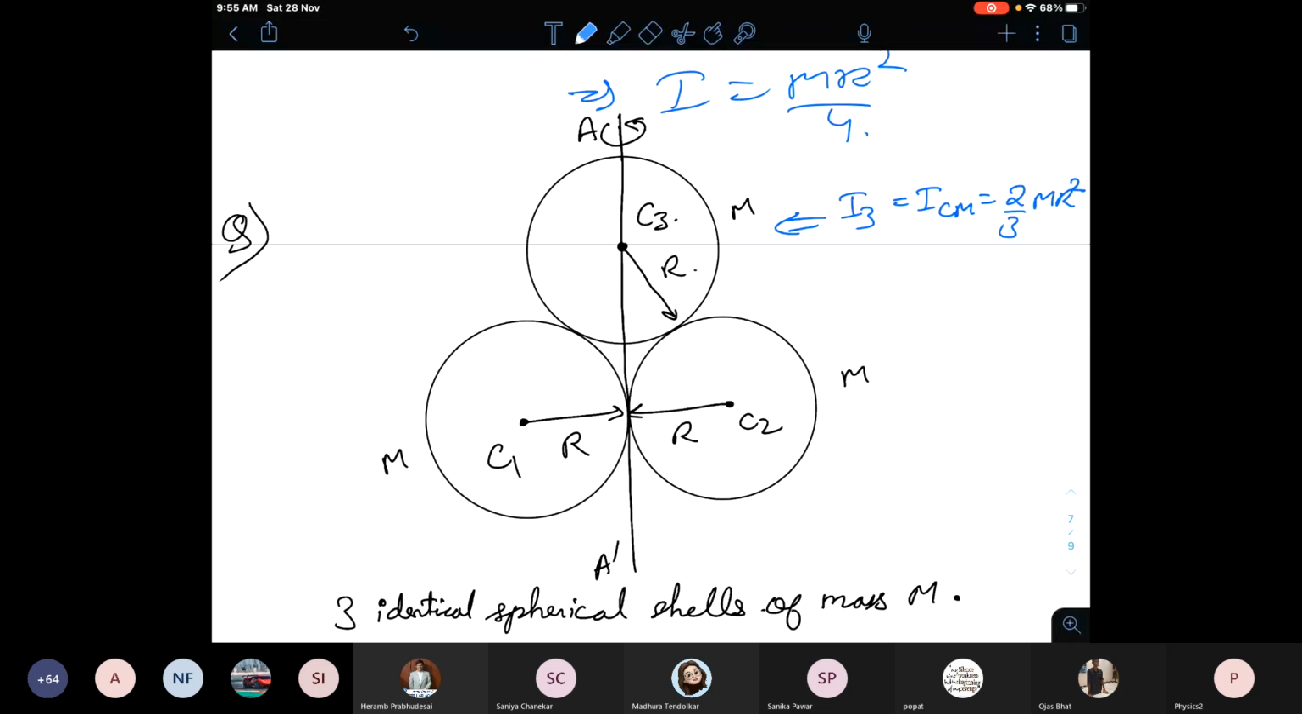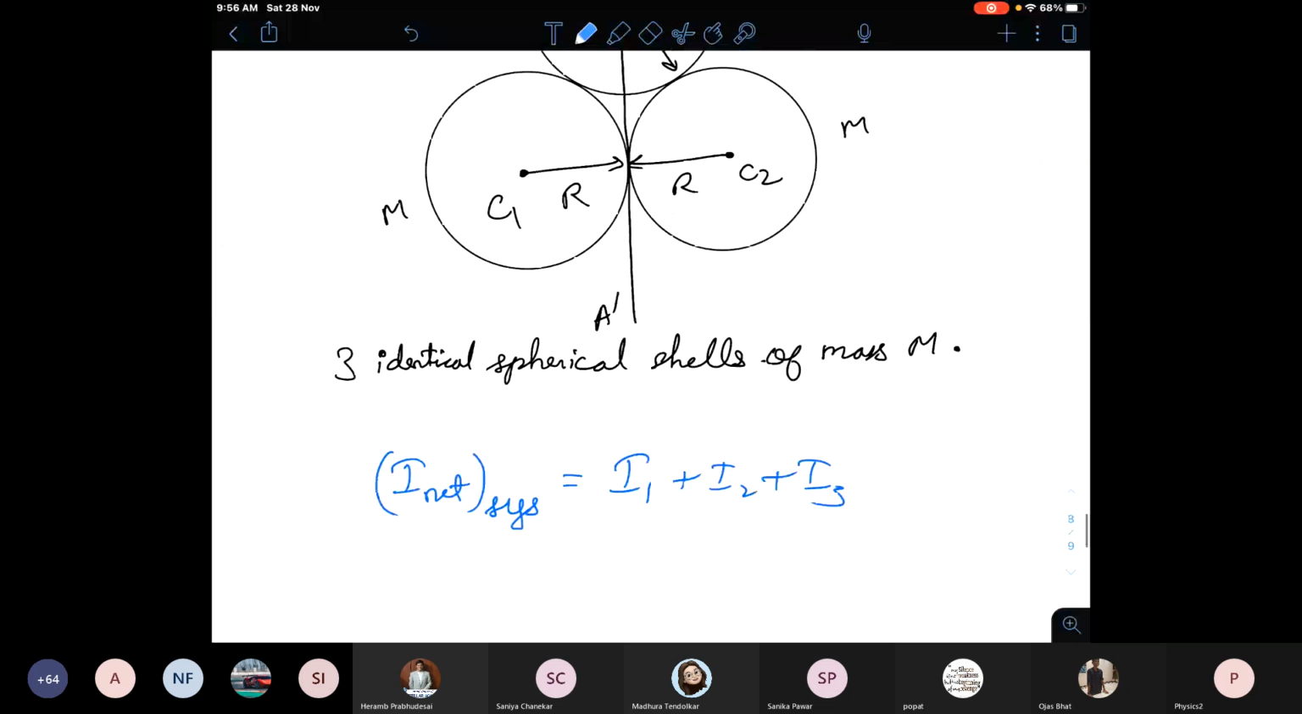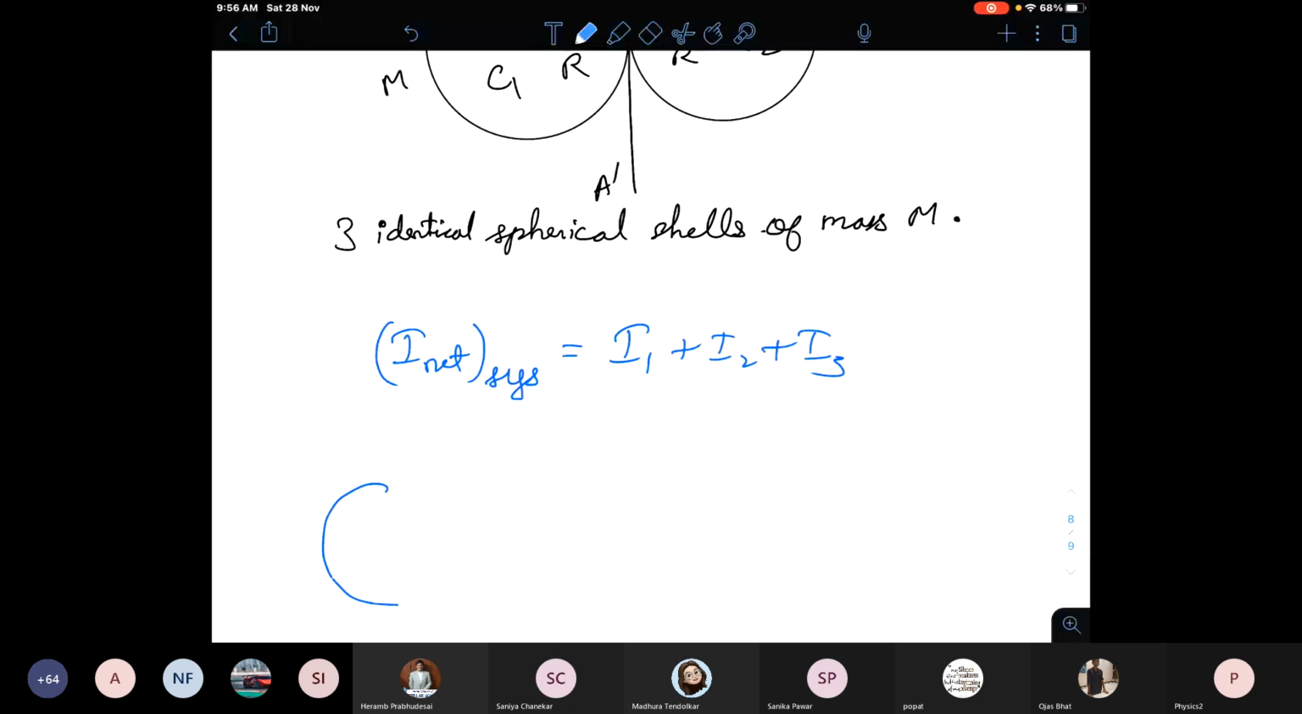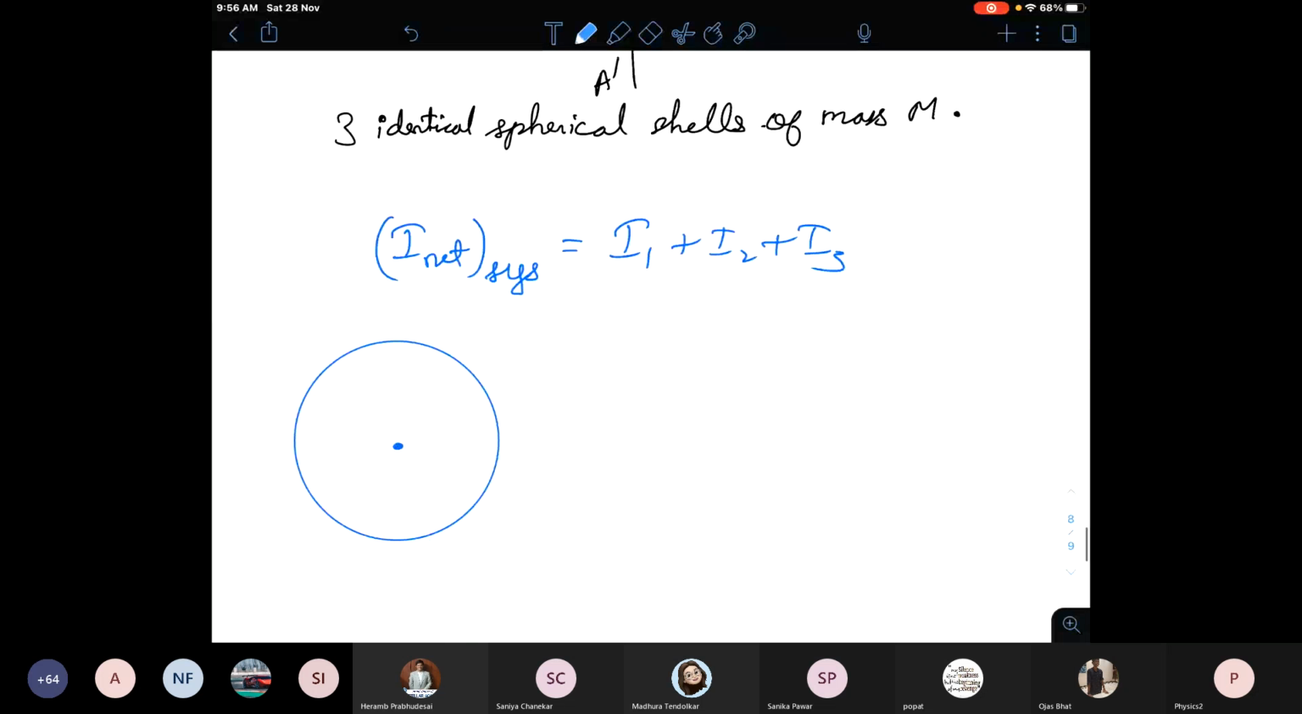So I3 we know, ठीक है. But what about I1 and I2? Let's talk about I1, ठीक है. Let's take it out separately, just bring out I1. This is I1, ठीक है.